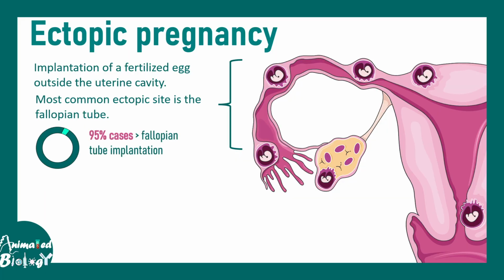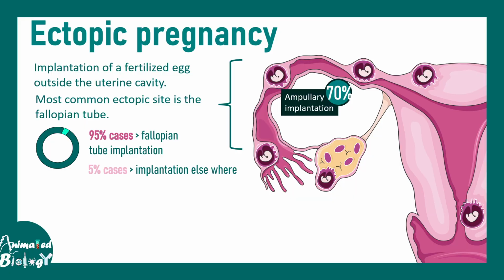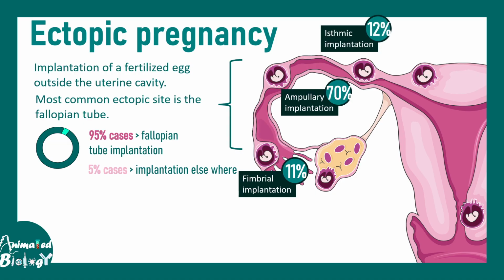The most common site for awkward implantation is the fallopian tube, and it accounts for about 95% of cases of ectopic pregnancy. In 5% of cases, the implantation site is other than the fallopian tube. In the fallopian tube, the most common site is the ampulla, with 70% of the cases being ampullary implantation. Fimbrial implantation is a bit rare, 11% of the cases. Then there is isthmic implantation, which accounts for 12% of the cases.